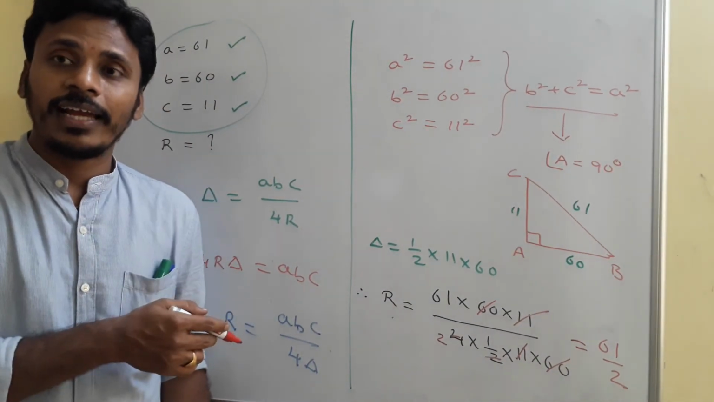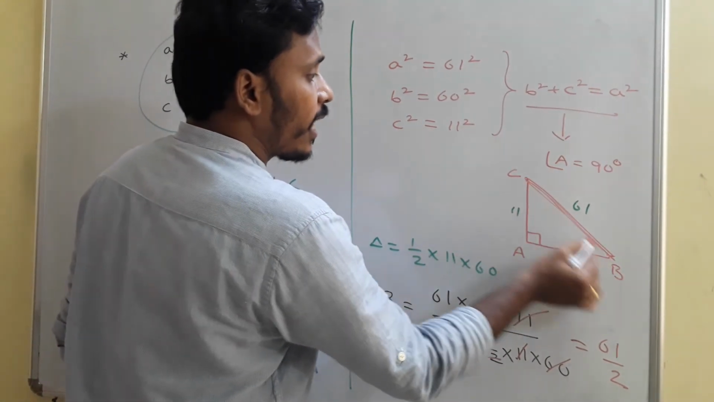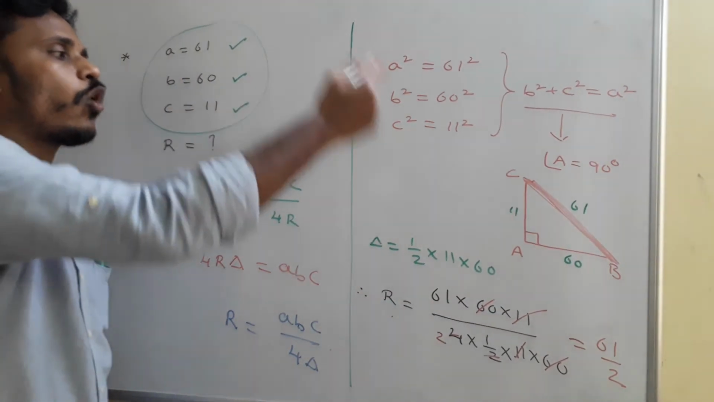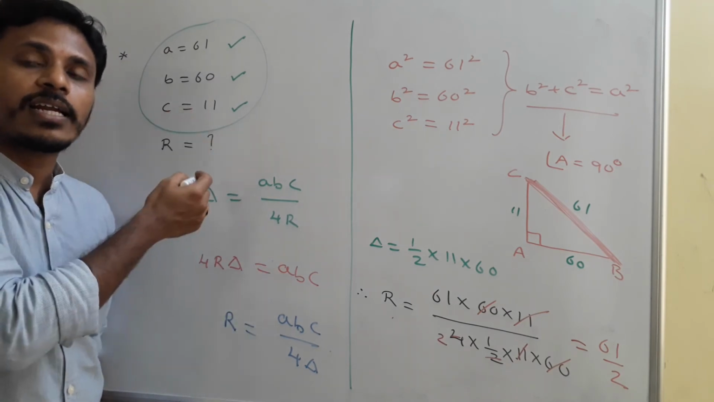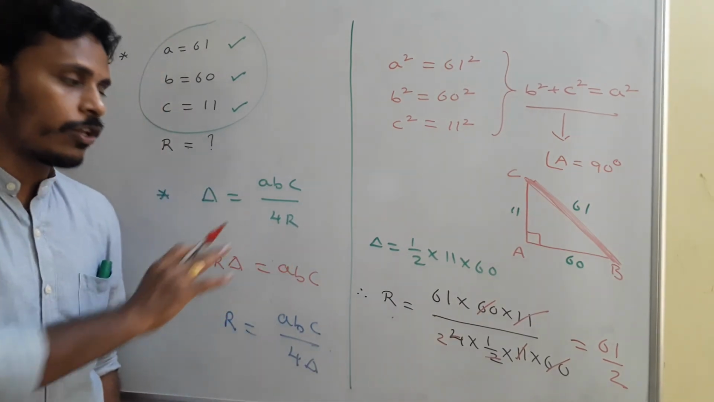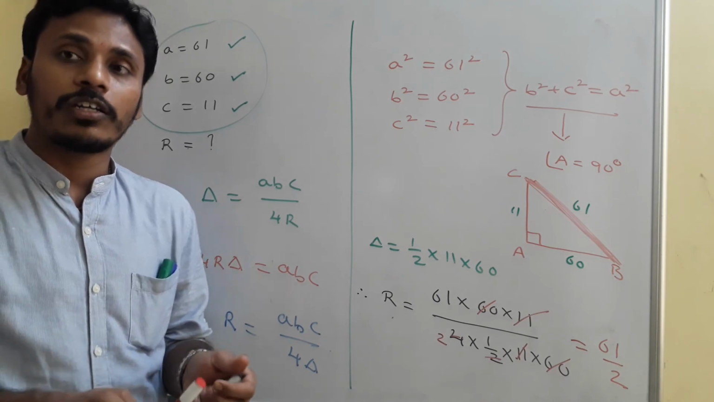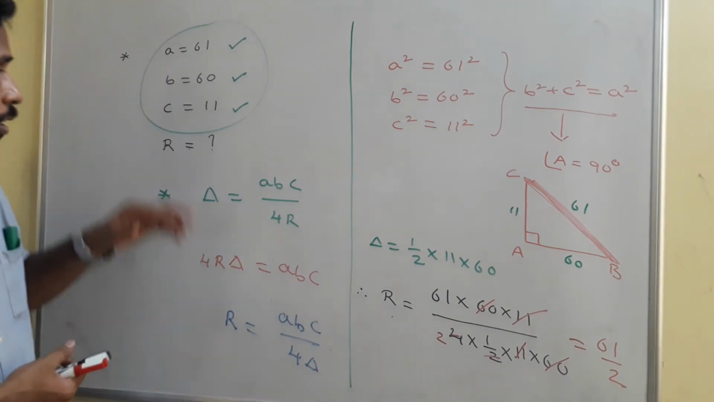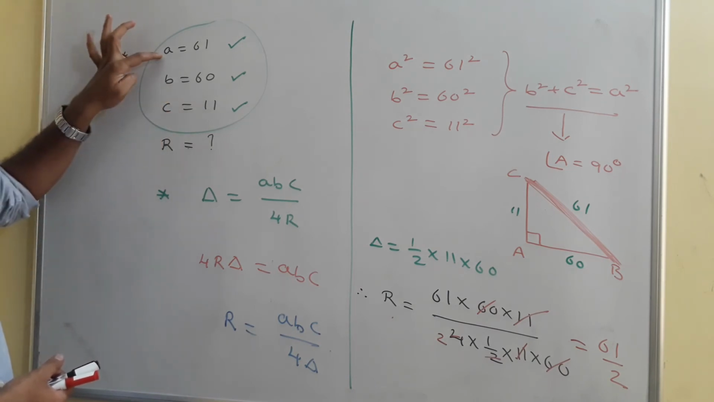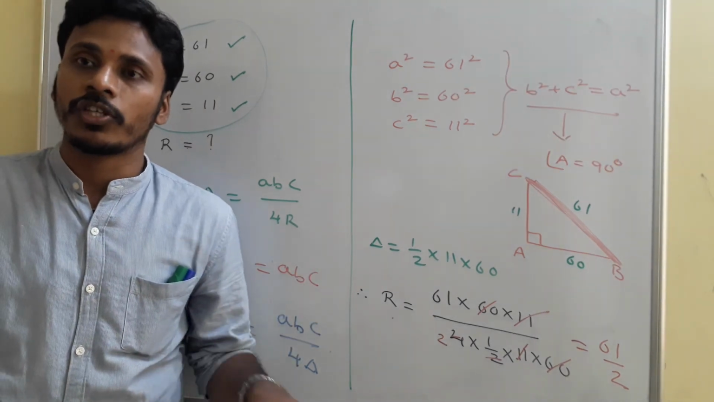Since it is a right angle triangle, I think you know it maybe from plane geometry. This is 61, right? For a right angle triangle, half of the hypotenuse is the circumradius. No need to do all the process. If you identify it as a right angle triangle, directly the circumradius is 61 by 2. But here I explained for you, okay? There is a way like this. If you are confident in plane geometry, directly you may answer this question. Since it is forming a right angle triangle, the circumradius is nothing but half of the hypotenuse, which is 61 by 2, and the circumdiameter is 61.